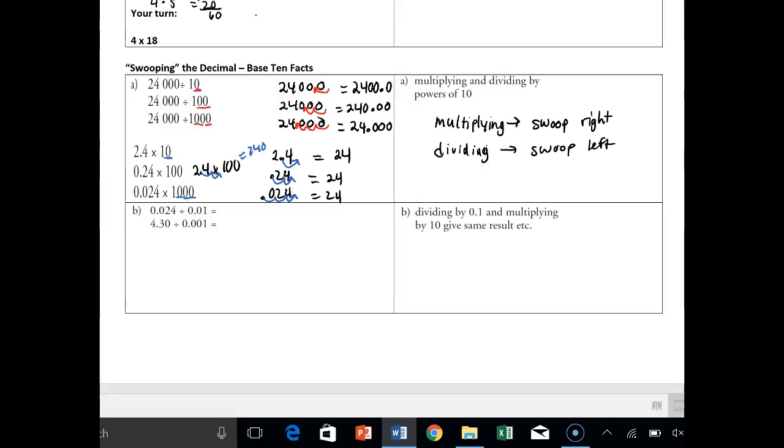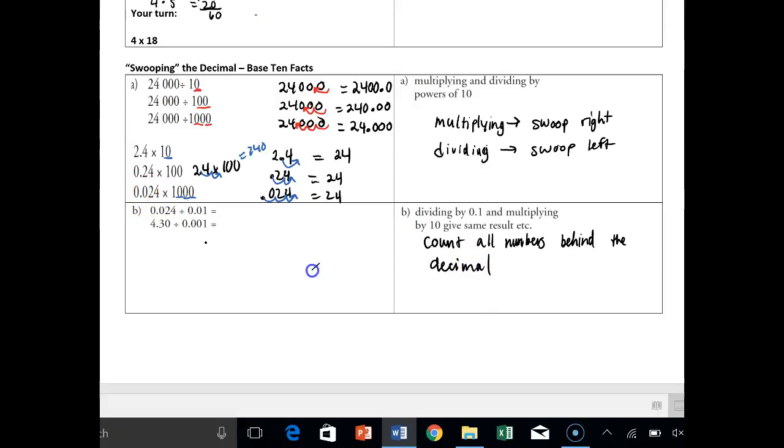For the next mental math strategy, when you're dividing by 0.01, it's the same thing as multiplying by 100. So basically you want to count all numbers behind the decimal.